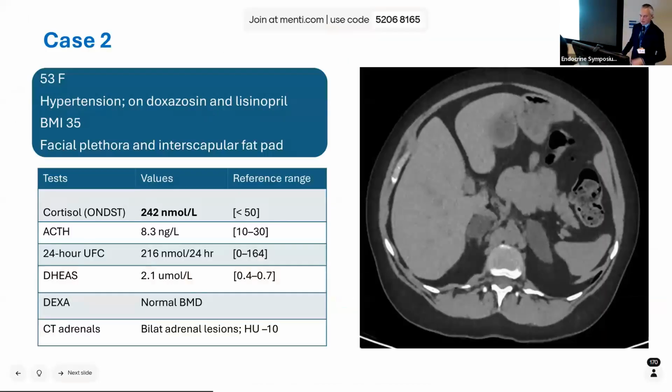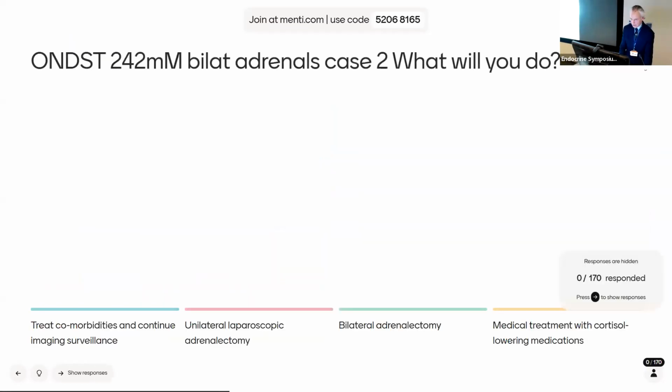So this is a slightly different scenario, if you heard about bilateral disease. A patient of 53 years of age, female, with hypertension on two antihypertensives, some physical signs of hypercortisolism, and a clearly abnormal overnight dexamethasone suppression test. The more severe disease, but normal bone mineral density and bilateral benign adrenal lesions. So what next?